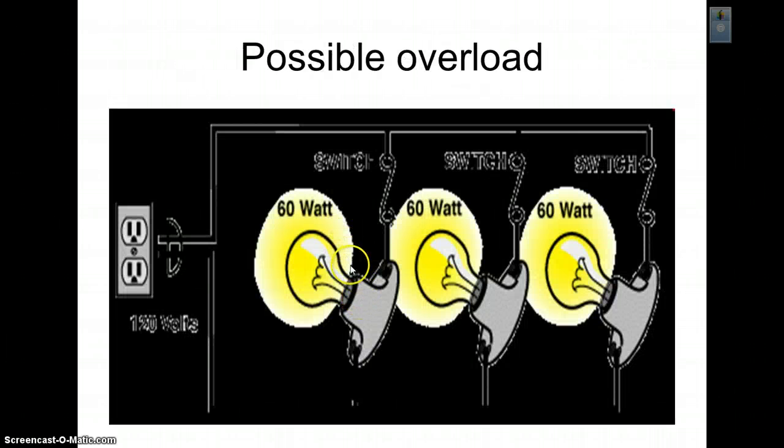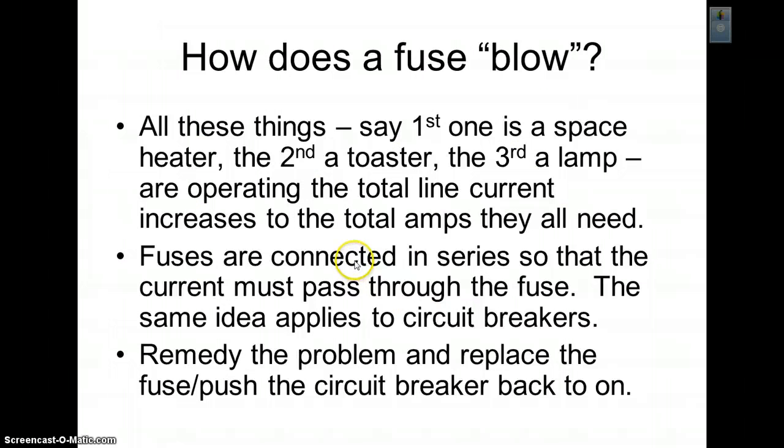But you can have an overload. You've probably blown a circuit or blown a fuse before, and what you've basically done is short-circuited the circuit. It just could be too much. You get too much current flowing, the insulation on the wires gets too hot, and you could start a fire. So there's a built-in break point where it'll break the fuse. Let's say you've got a space heater, a toaster, and a lamp, all operating on the total line current, and it increases to the total amps they all need.